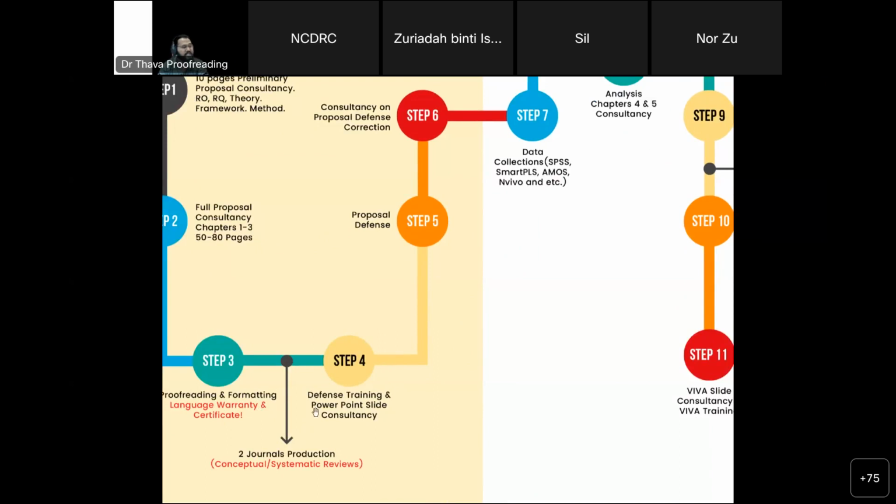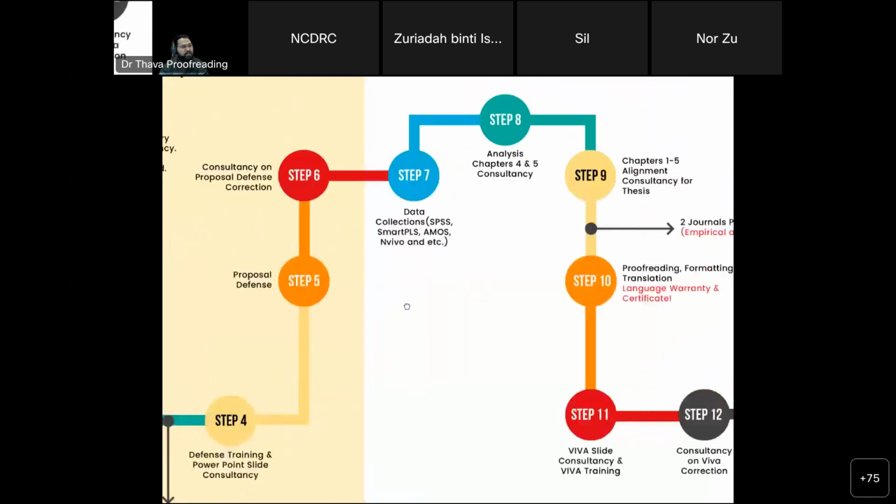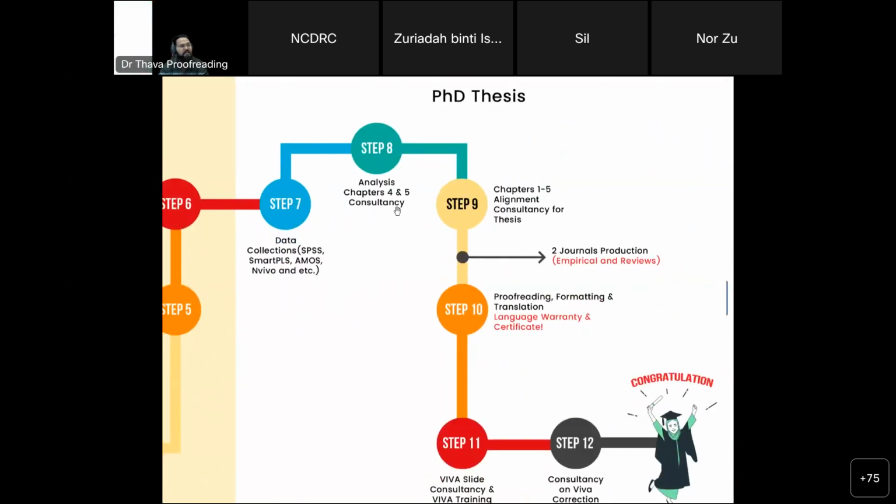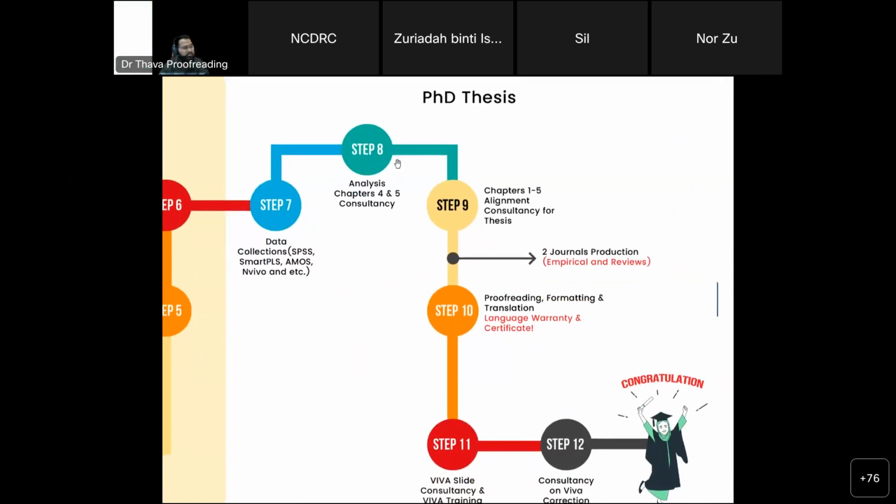The next question I might get is, can I actually publish systematic review in Scopus? I'll give you the answer towards the end of the class today. I'll show you how far you can go in terms of review papers. Okay, then we move to thesis phase. You collect your data and then you finish your analysis of chapters 4 and 5. We normally coach and consult on Smart PLS, Stata, EViews, Amos, MATLAB, NVivo, and so on. Okay, so that's what we normally do.